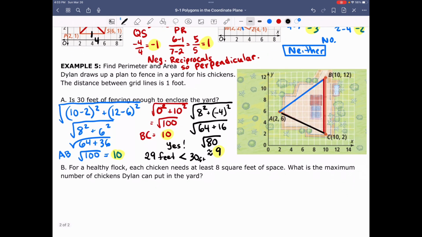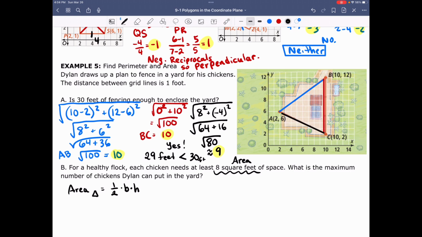For part B, it says for a healthy flock, each chicken needs at least 8 square feet of space. That's an area. What is the maximum number of chickens Dylan can put in there? Well, to figure that out, we need to know what the area of the triangle is. And the easiest way I can see, since I need to figure out a height and a base, because the area of a triangle is equal to 1/2 the base times the height.